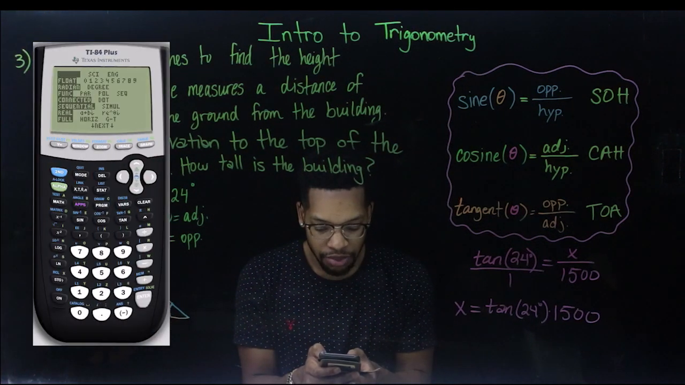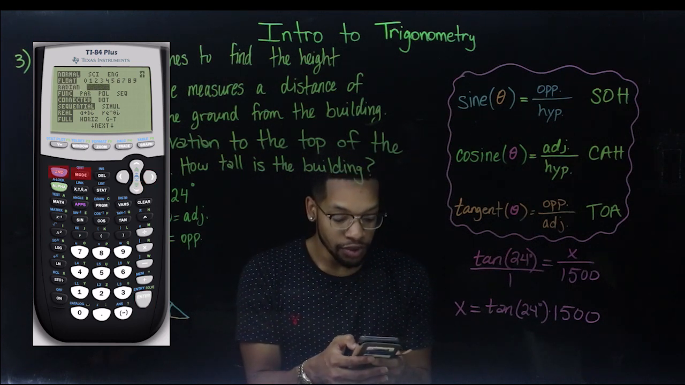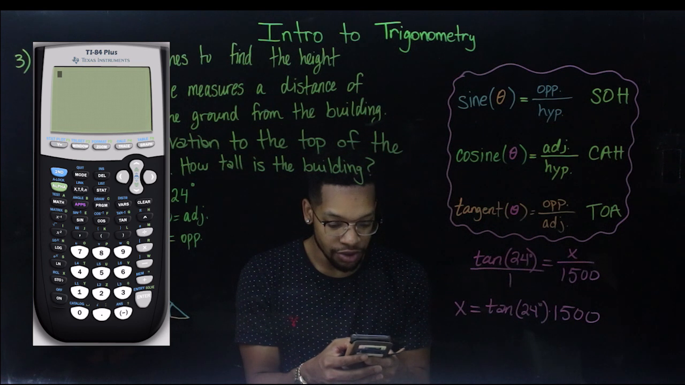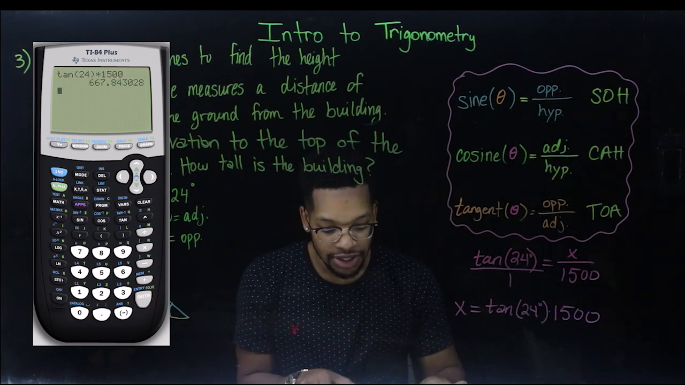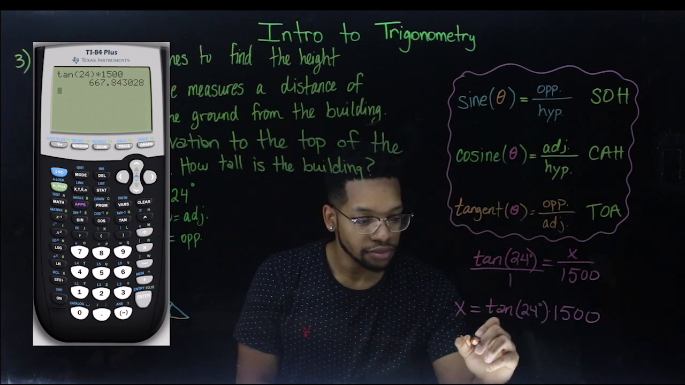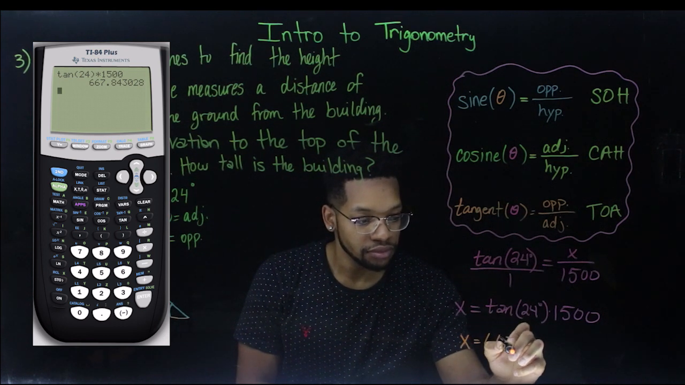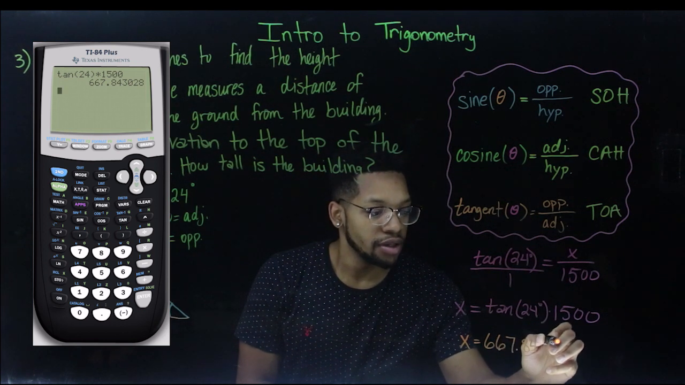So make sure you're in degree mode. And it says we're gonna go tangent of 24 times 1500. All right, so 667.84 feet. And that's it.